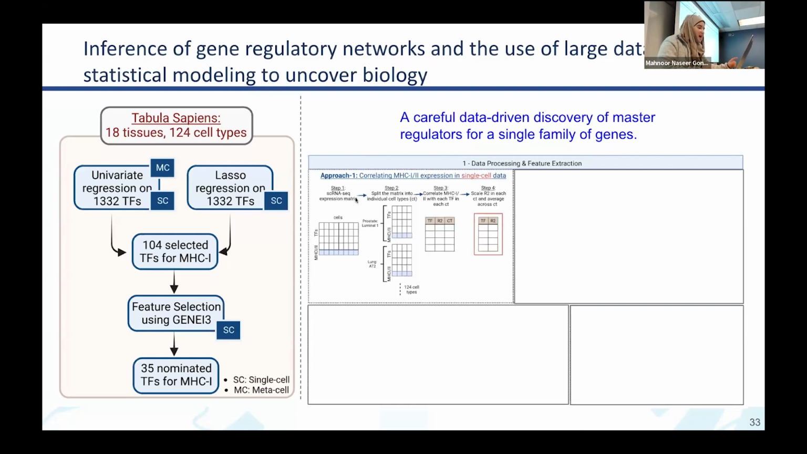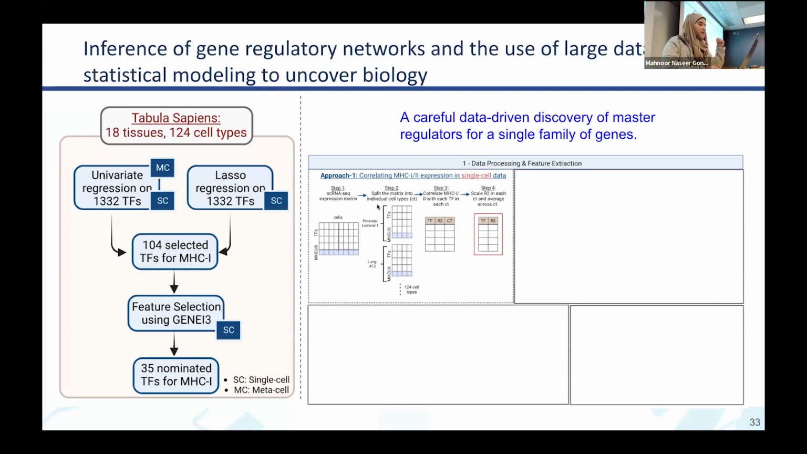Okay. So the first thing that we did was that we used the single cell expression data. So this is your single cell expression matrix. You have MHC class 1 and class 2, depending on what you want to study. And then you have all your 1,300 transcription factors, right? And then you have cells on the top, genes on the row, okay? So this is your matrix.